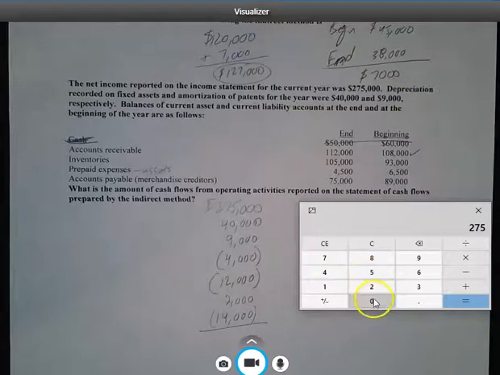So let's start off here with $275,000. We're going to add $40,000 for depreciation. We're going to add the $9,000 back from amortization expense. We're going to subtract $4,000 for the increase in accounts receivable. We're going to subtract $12,000 for the increase in inventory. We're going to add $2,000 for the decrease in the prepaid expenses asset. And then finally, we're going to subtract out $14,000 for the decrease in liabilities, the accounts payable.